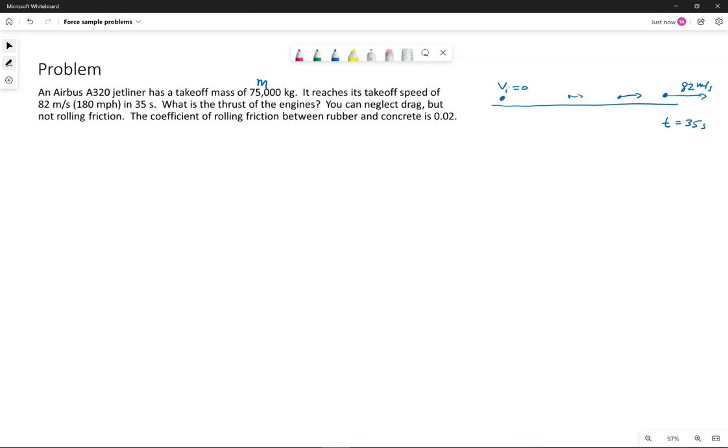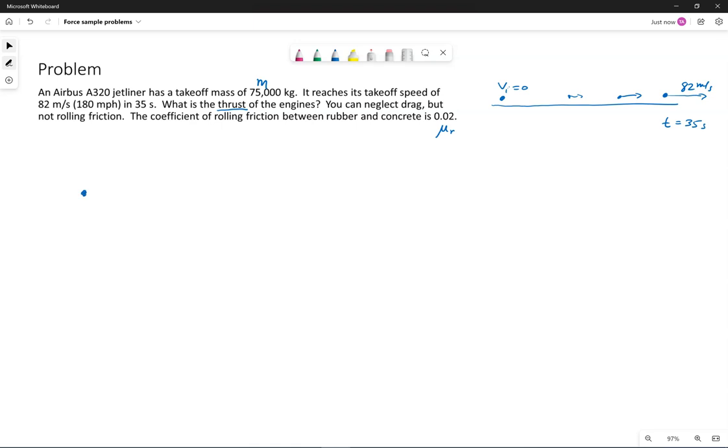We want to know the thrust of the engines. We can neglect drag, but not rolling friction. They tell us the coefficient of rolling friction between rubber and concrete is 0.02. All right, so free body diagram.